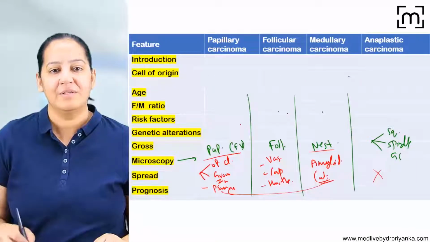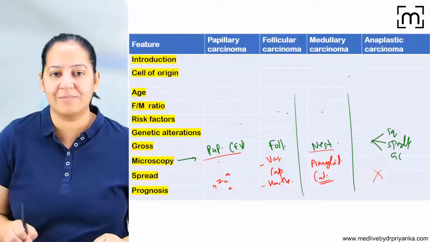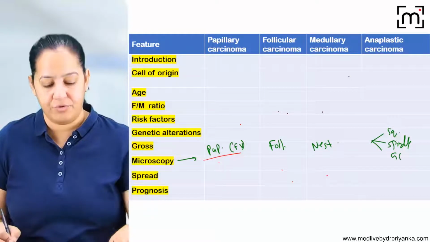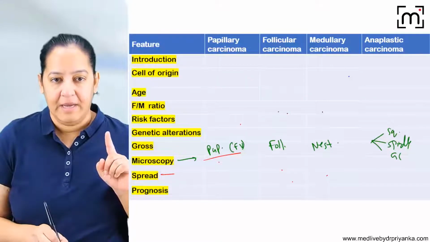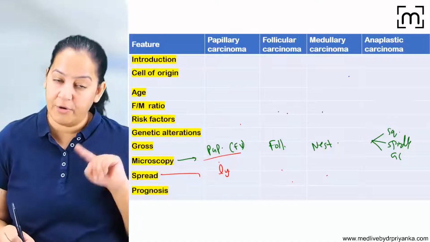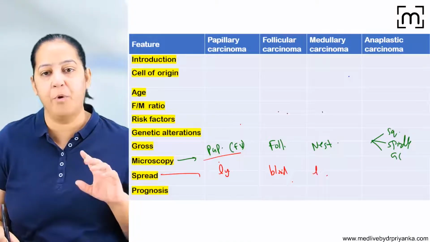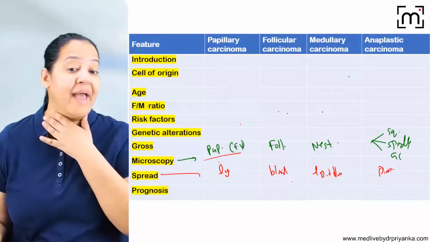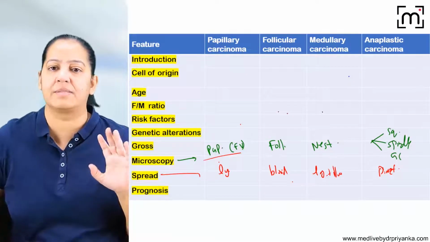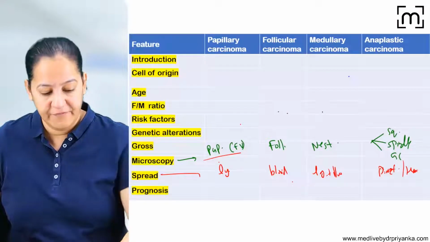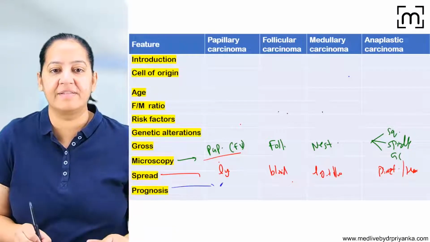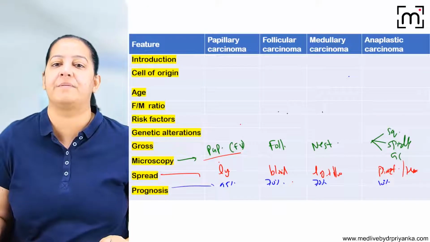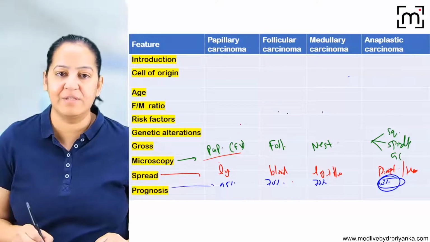That's all about it. After that, if you talk about the spread of each of them, I told you the spread and the prognosis also. In papillary, the spread is lymphatic. In follicular, it is blood, hematogenous. Here it is both lymphatic plus blood. And here mostly it is direct to the adjacent organ. That's why the prognosis is worse. And it is hematogenous also. If you see the prognosis, 10 years survival here is 95%, here 70%, here 70%, here only 5 to 10%. This one is the worst and this one is the best.